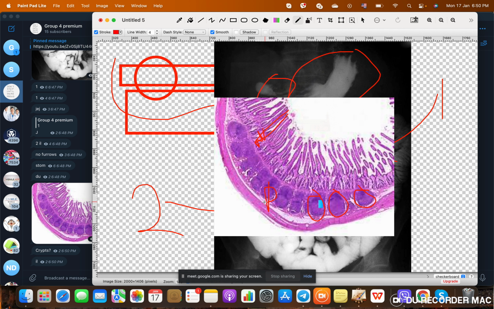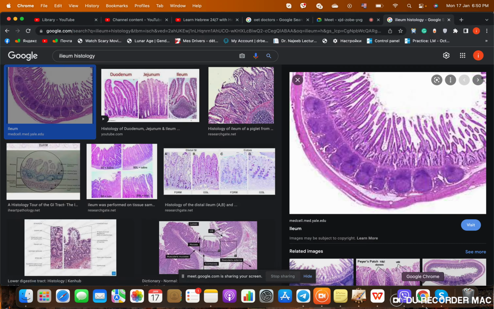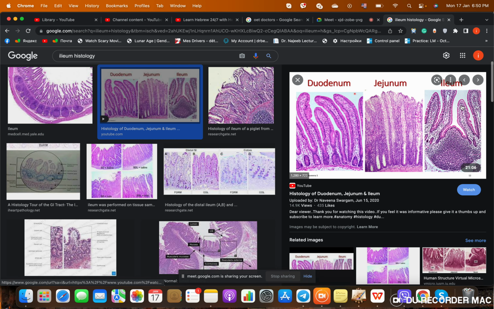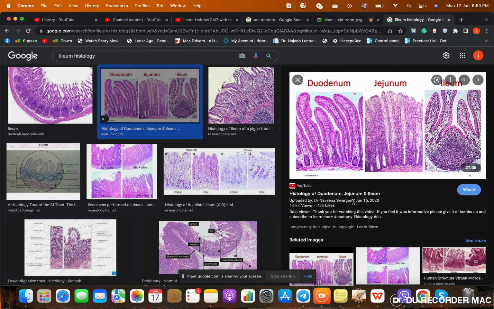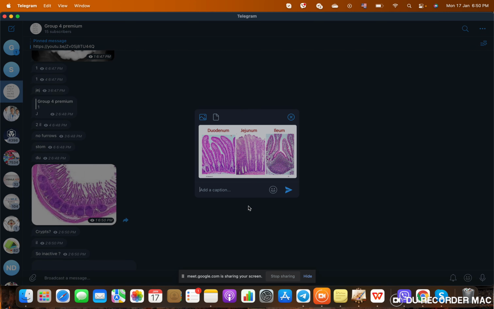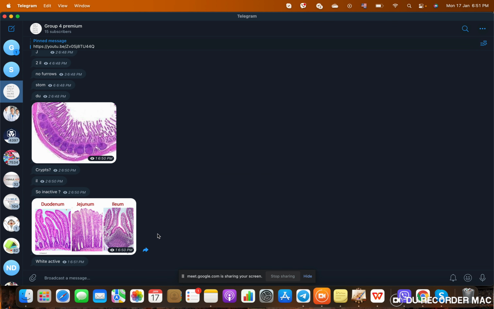This is the Peyer's patches, guys. Peyer's patches, okay? It's the lymphoid tissue. So basically this is the germinal center. It's a picture of the ileum with the Peyer's patches, and the germinal center is white tissue from the inside. So what do you think? Is it active or inactive if it is white tissue from the middle? White is active, absolutely.